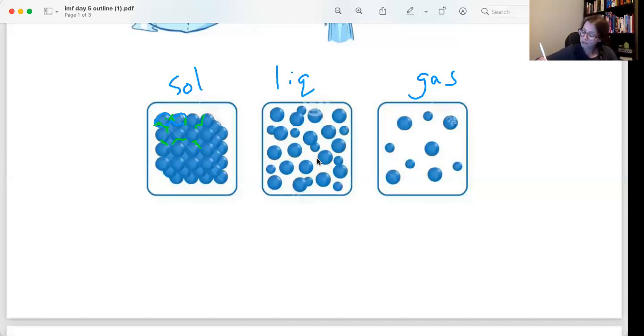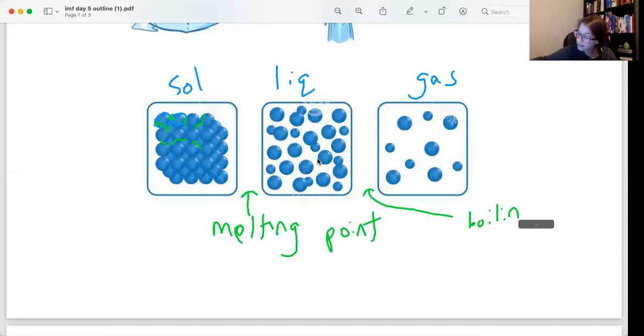So when we talk about a substance's melting point, we're looking at, well, at what temperature, how hot do we have to get it before enough of the intermolecular force has been overcome that we now have a liquid instead of a solid. When we're talking about a boiling point, it's the same idea. We're saying, how hot do we have to get something before it can vaporize?